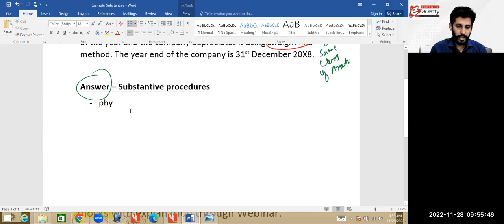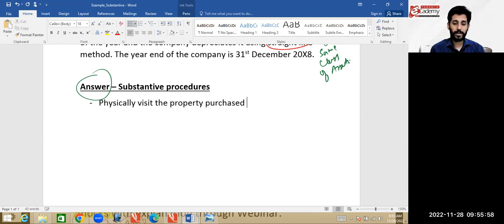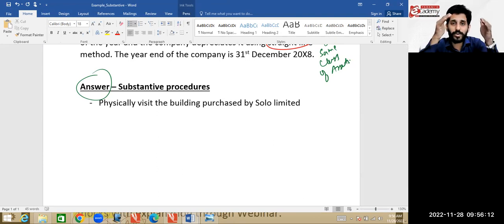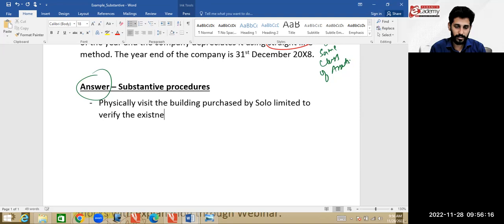So I am writing: physically visit the property. Physically visit the property purchased. Not property, you will have to write the building. That is a case study. Physically visit the building purchased by Solo Limited. What do you have written? You have written here procedure and source. And what is the purpose? To verify the existence. Now you got 1 mark.